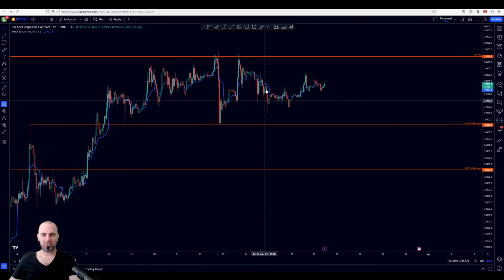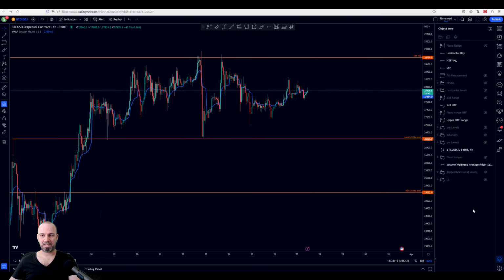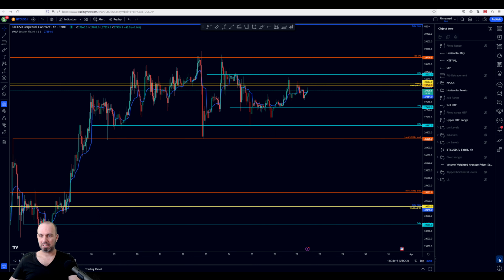Locally, we are forming a range between the value area low and this local SNR flip level, which is 26,635. So my trading plan would be to trade this range until this range breaks. If this range breaks to the downside, my next level will be this one, 25,222. Again, think about this one as an area, because we do have these levels below.